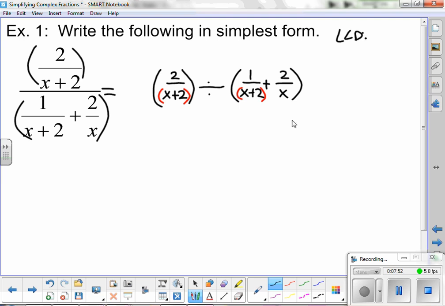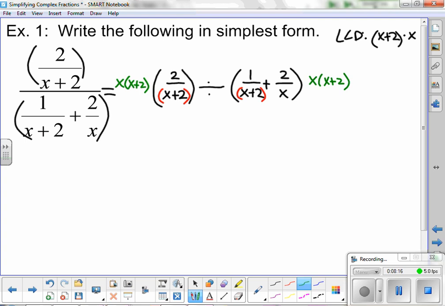So building my LCD, I have an x plus 2, and I have an x. I can write it like that. And that's it. I have 2 x plus 2's, so I don't got to write it twice. So I'm going to multiply both sides by x plus 2 times x. So I'll rewrite it like this, x plus 2. And this side, x plus 2.